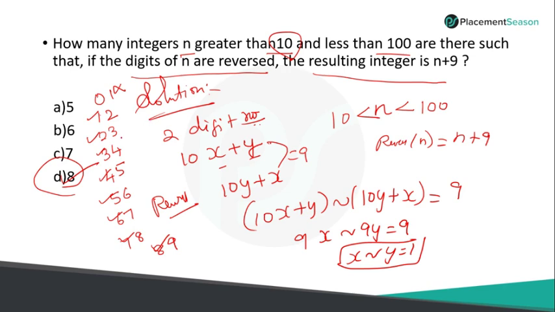If you want further clarification, if you reverse 12, it will be 21. The difference is 9. If you reverse 23, this will be 32. The difference is 9. So for everything, we'll get the difference to be 9, which is where we got this equation. Clear? So very good question. Simple one. Now we'll try the next question.